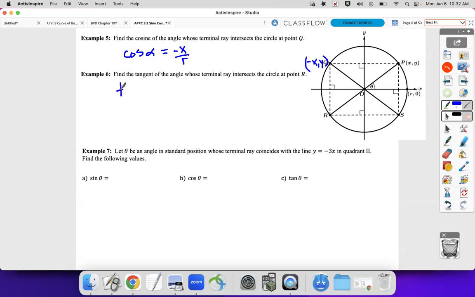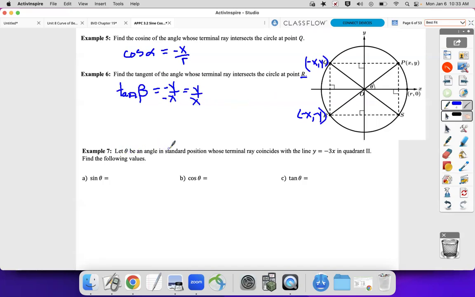And then find the tangent of r, which we'll call the tangent of angle beta. And that is supposed to be your y over your x value, but we know both y and x are negative. And of course, the negatives cancel each other, so we're just going to get a positive y over x.